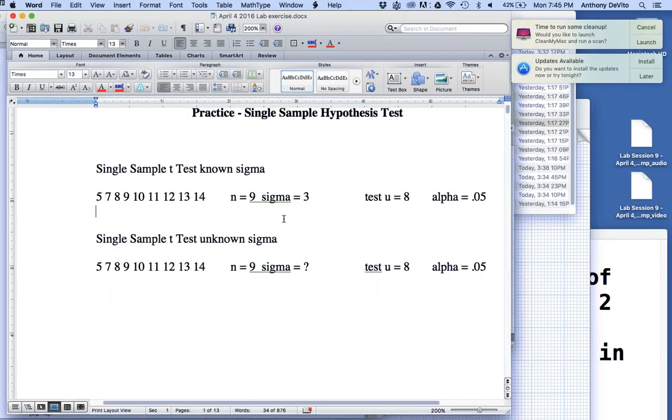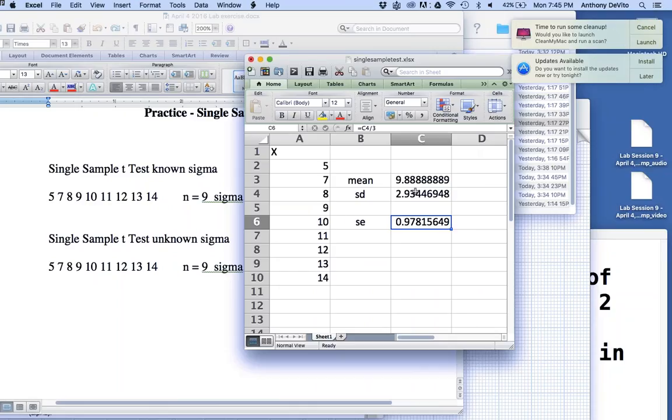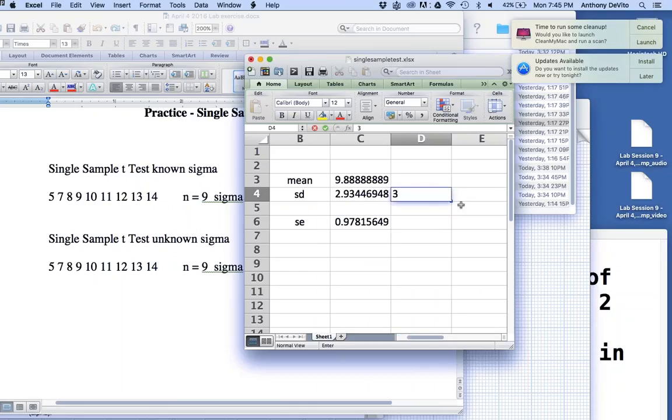Sigma. Oh, here it is. The first one, I said sigma is equal to 3. It's known, right? If it's known, we can use the z-score. Even though it's a small sample size, we can use the z-score. So how would I solve this problem? Well, let's see. The standard deviation is actually known to be 3, right? And that would make the standard error equal to exactly 1.